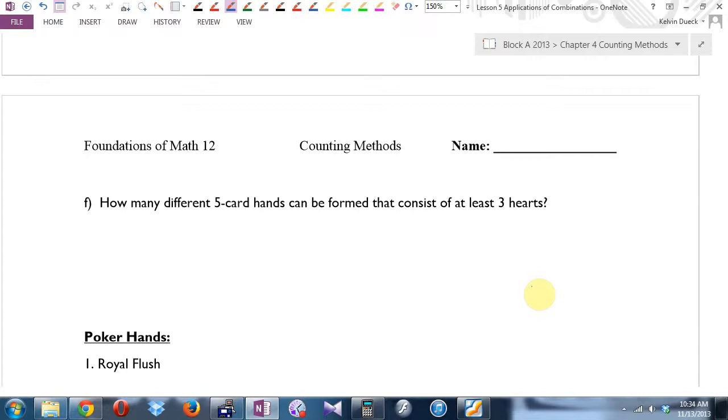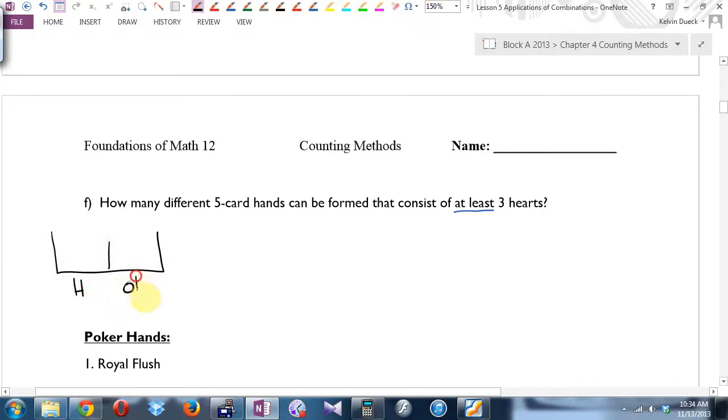How many different 5-card hands can be formed that consist of at least 3 hearts? All of us right now, let's underline the word at least. Now, my bucket is going to have hearts and others.